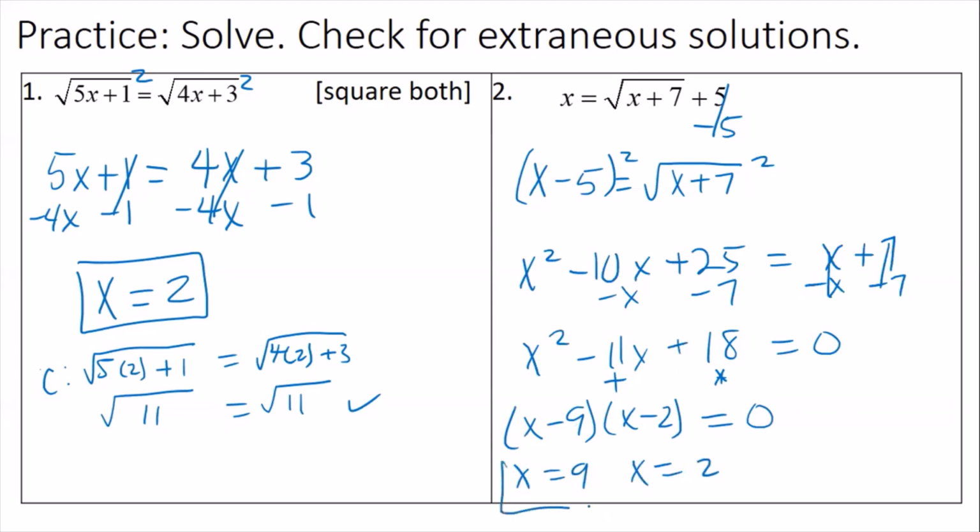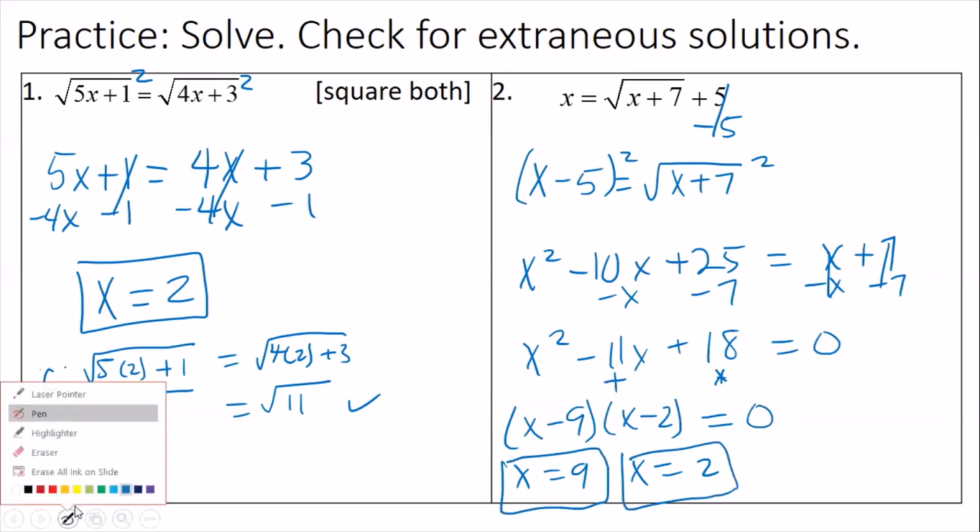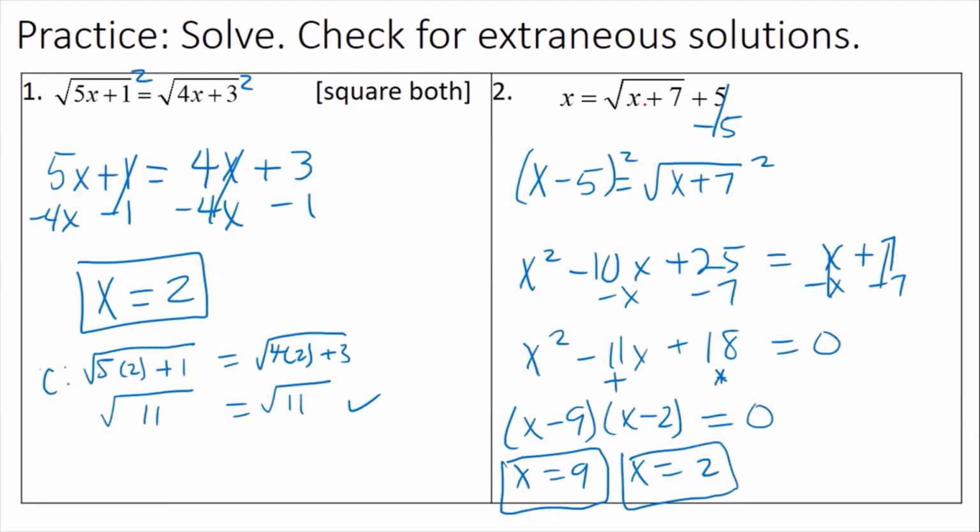So these are my two that I'm going to check to see if they are extraneous. So when I plug 2 in, I have 2 plus 7 is 9. Square root of 9 is 3. 3 plus 5 is 8. And I need that to equal x. That doesn't work out. So that makes this my extraneous solution. If I plug 9 in, the square root of 9 plus 7 is 16.